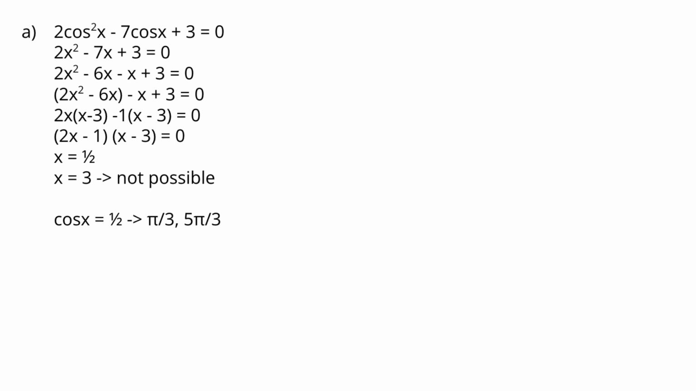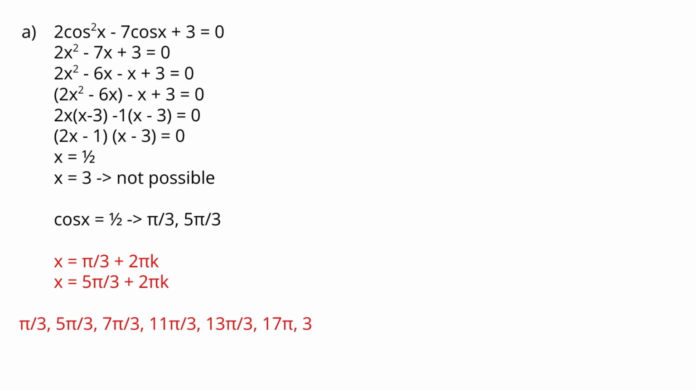Cosine x is equal to 1/2 at pi over 3 and 5 pi over 3. So our equations are going to be x is equal to pi over 3 plus 2 pi k and 5 pi over 3 plus 2 pi k. Plugging in integers, we'll get pi over 3, 5 pi over 3, 7 pi over 3, 11 pi over 3, 13 pi over 3, and 17 pi over 3.